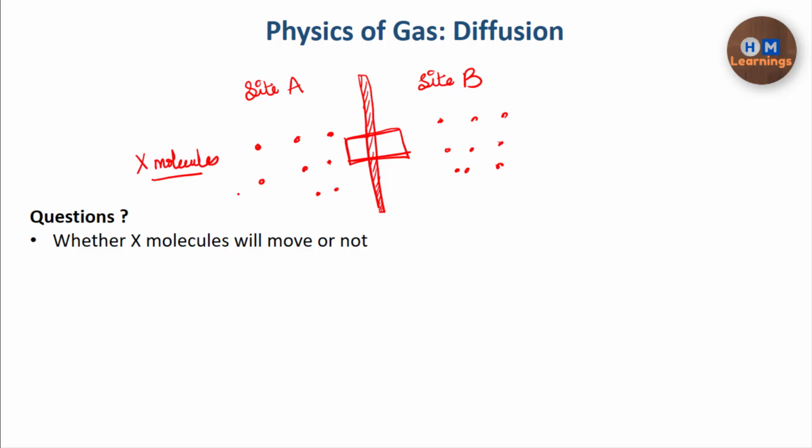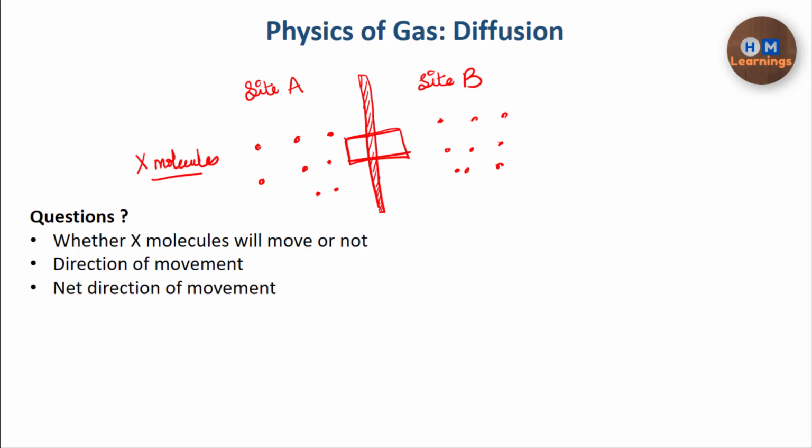The second question: if they move, what will be the direction of movement? Whether they will move from A to B or from B to A. And next, if I give them 1 minute to move, what will be the net direction of movement? Whether the net direction is A to B or B to A. So how are these things going to be decided?